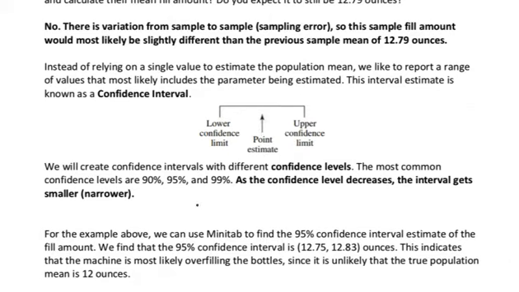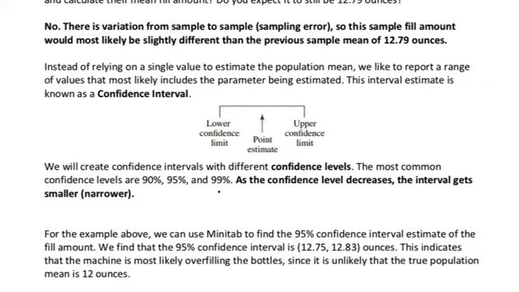We are going to create confidence intervals with different confidence levels. The ones that we're going to use in this class are 90%, 95%, and 99%. As the confidence level decreases, the interval gets more narrow. So there's a trade-off: if we want to be more confident, say going from 95% to 99%, then our interval needs to become wider because we have a wider range of possible values for the population mean.